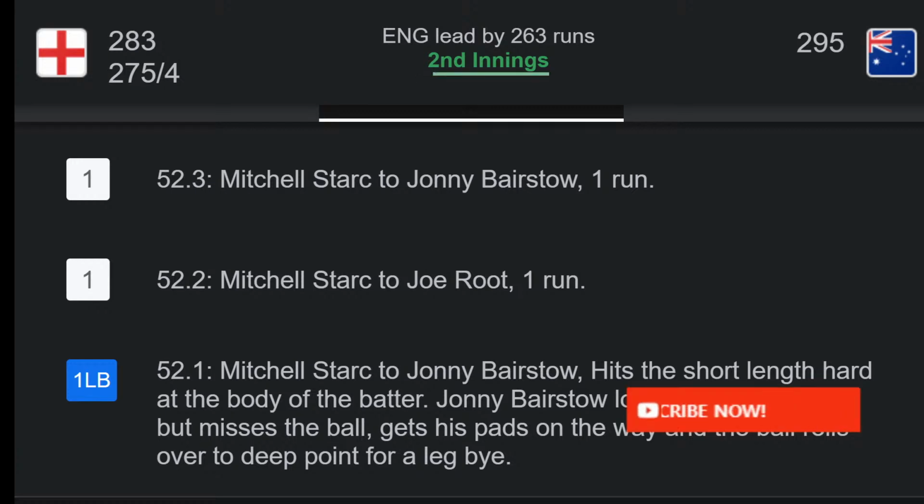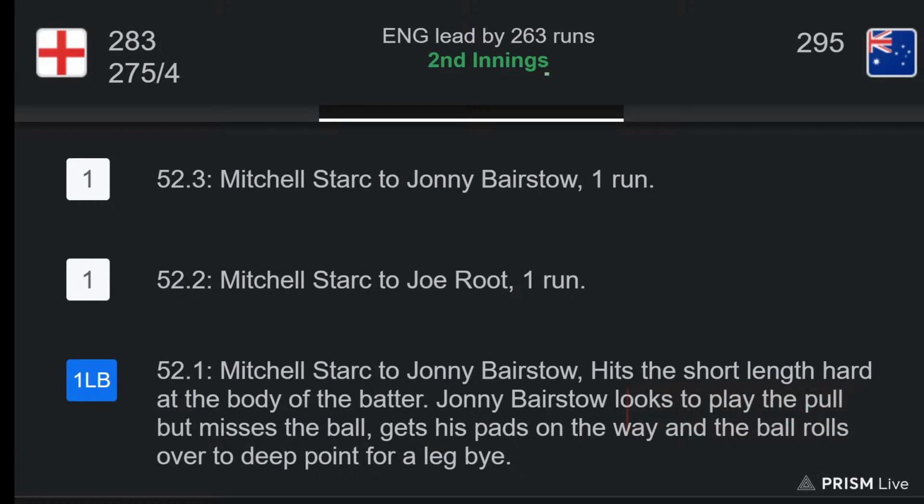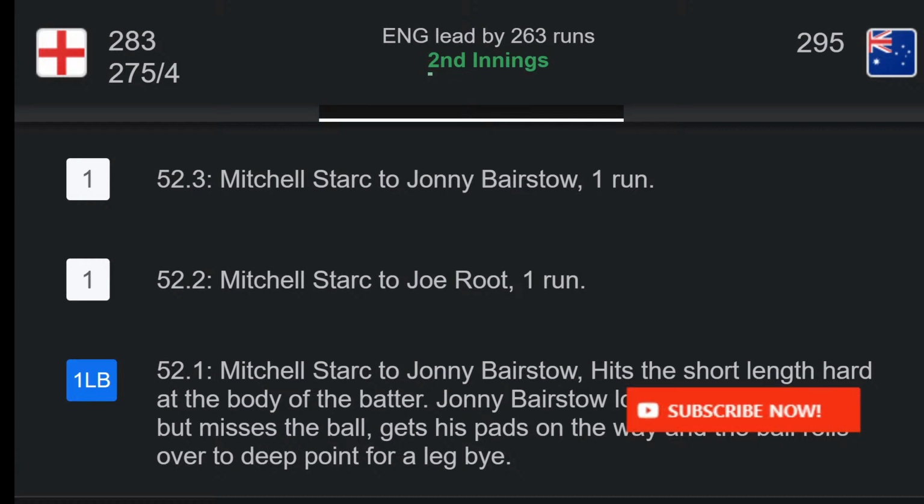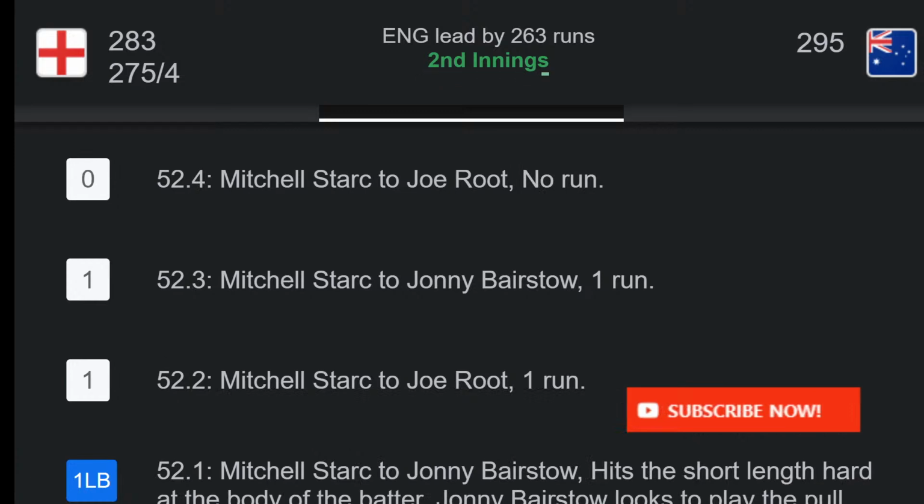Jonny Bairstow looks to play the pull but misses the ball, gets his bat out of the way, and the ball rolls over the deep point for a leg bye. So leg bye on the first ball, then one run by Joe Root, and then Jonny Bairstow has taken another single. So 3 runs in the first 3 balls, and the first dot ball on the fourth ball of the over. Now it is 275 for the loss of 4 wickets.